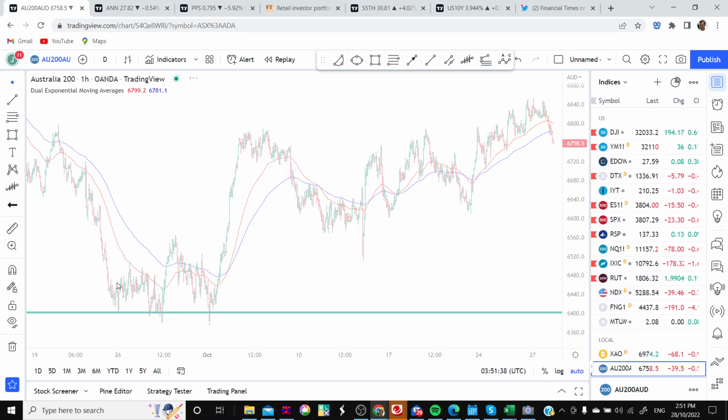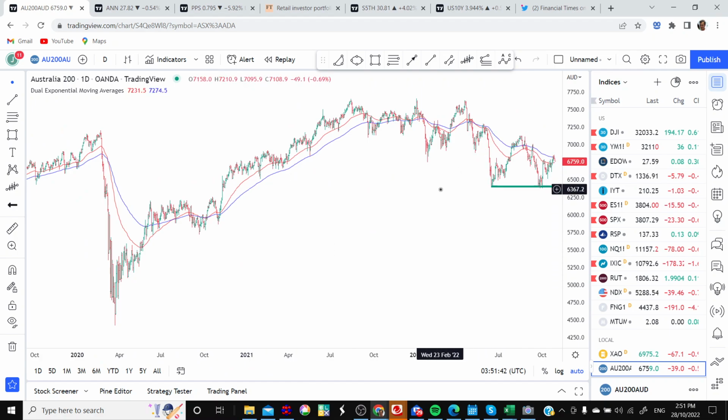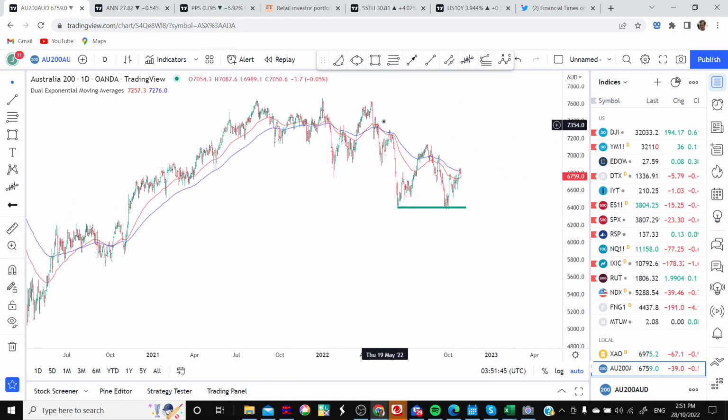Just going back to a daily chart. Another point to note is the ASX 200 is only around 12% below its all-time highs, which is quite a different situation to what we see in the US and Europe. Looking at the US, the S&P 500 is 26% below its highs.